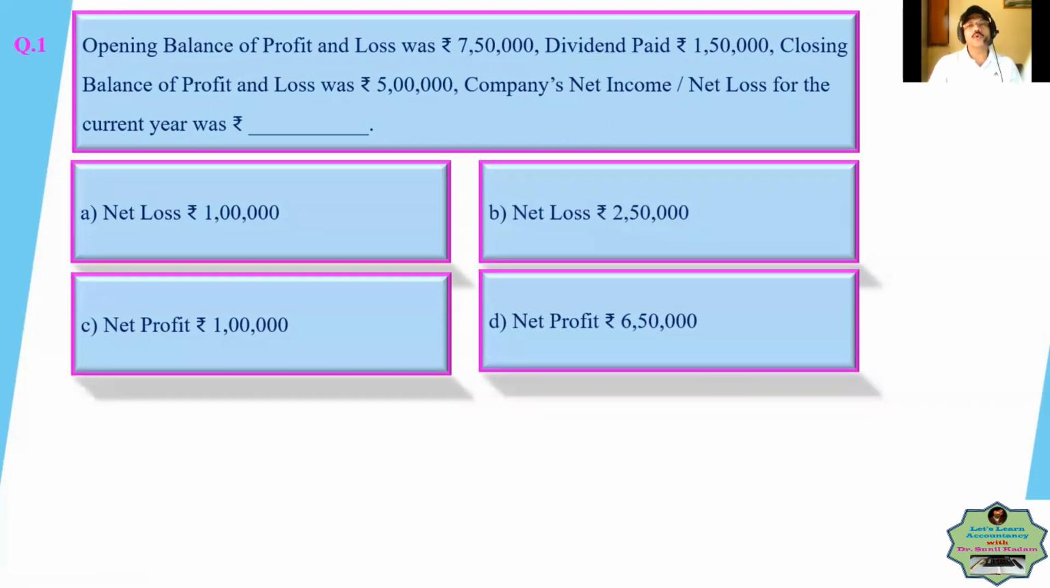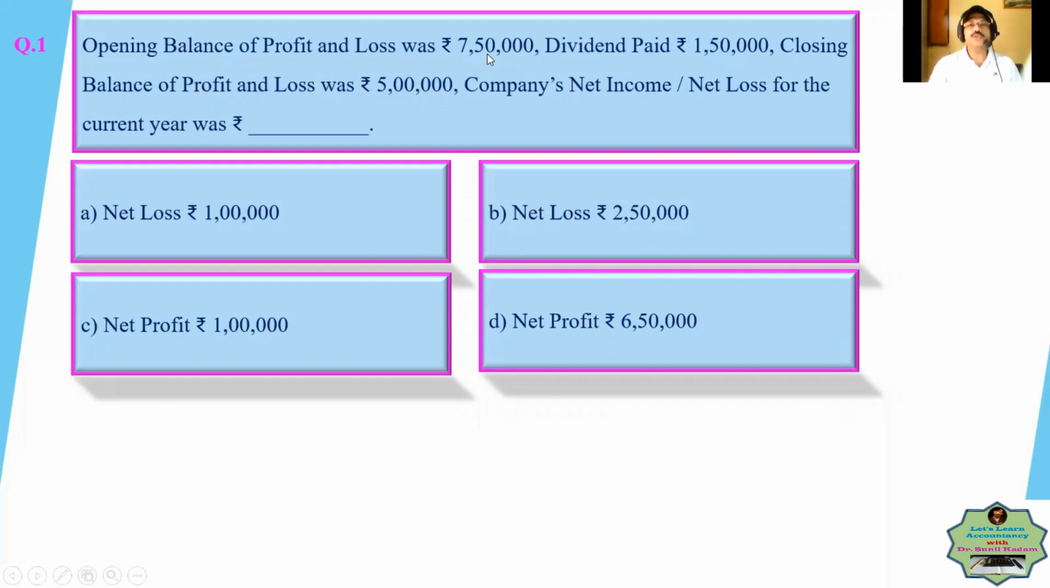So these are the four options given to us, and we have to select the more appropriate answer. So let us understand the question first. They had given us the opening balance of profit and loss account. The current year's appropriation is 1,50,000 in the form of dividend, and the closing balance of profit and loss account is given as 5 lakh.